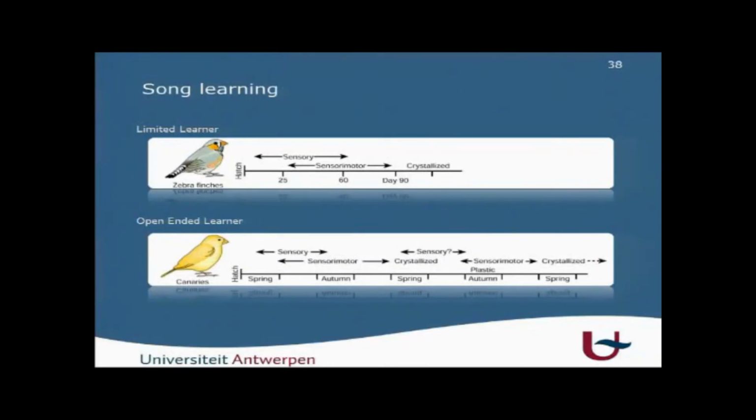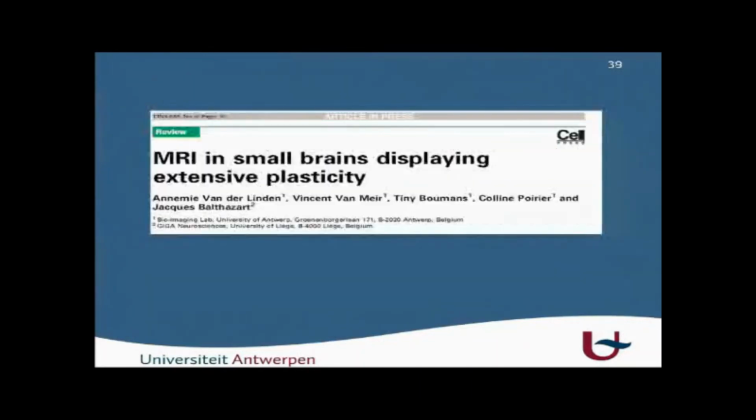We can see that each spring he can learn again and upgrade his repertoire. So it's called the sensory phase. The critical period for learning reopens each spring, and in the brain you will see dramatic neuroplastic changes as well.